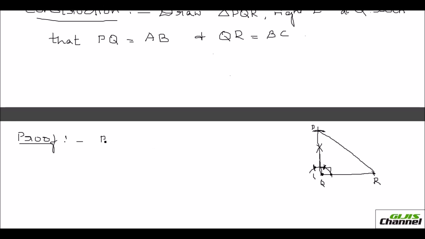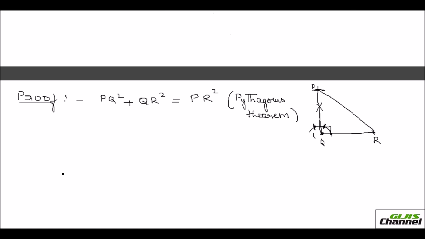From the picture, you know that PQ square plus QR square is equal to PR square, right? This is by Pythagoras theorem, okay? But we already know that PQ is equal to, we have taken it that way, right? Your PQ is AB. So I just replace the PQ with AB. So now I get AB square and the QR is BC, right? So I just replace that with BC square is equal to PR square, right?